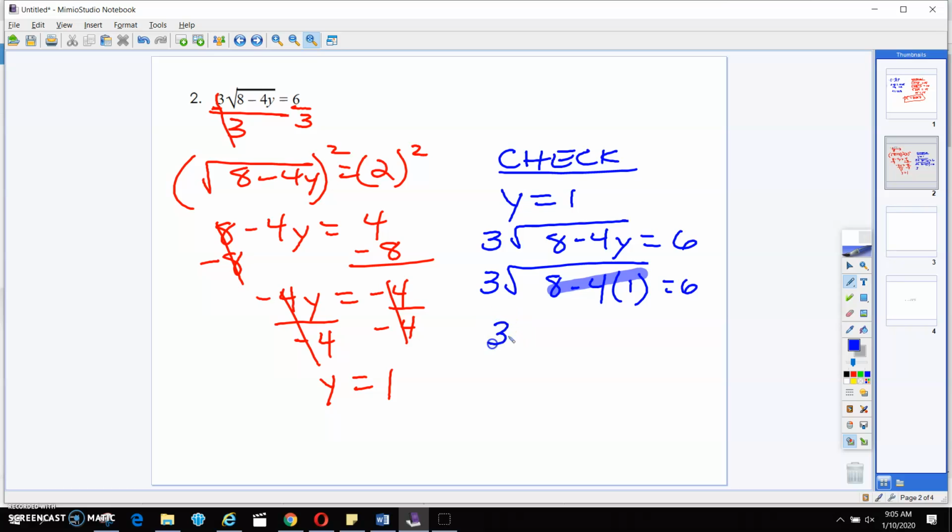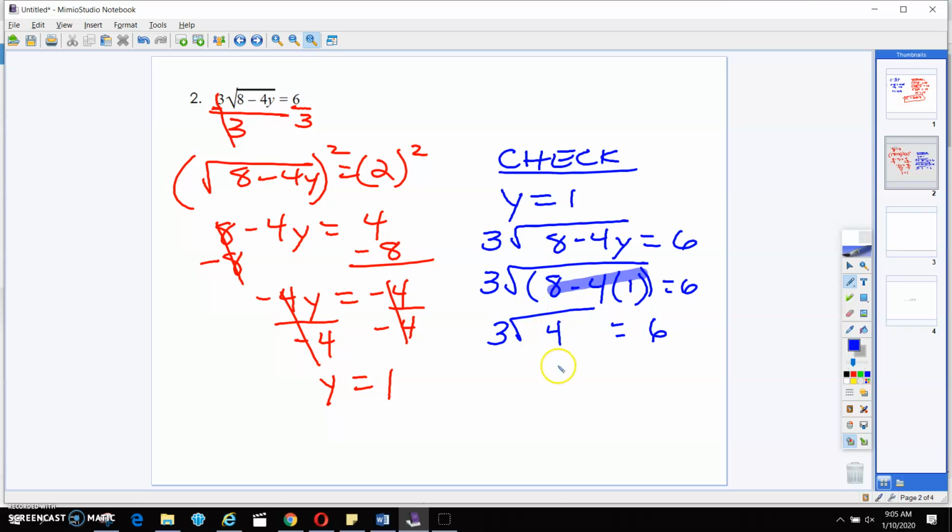So I'm going to rewrite everything else, and I'm going to write 4 underneath the radical. Negative 4 times 1 is negative 4, and 8 minus 4 is 4. For those of you who plug it into your calculator, great. Just make sure that you use parentheses around everything that's underneath that radical.